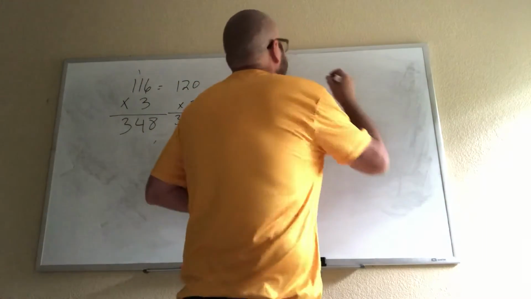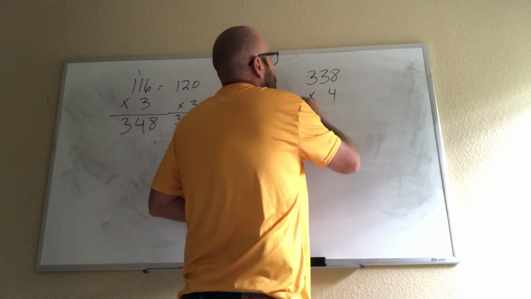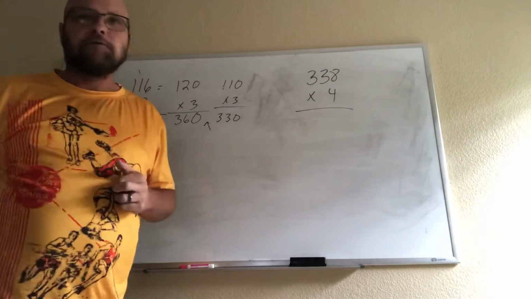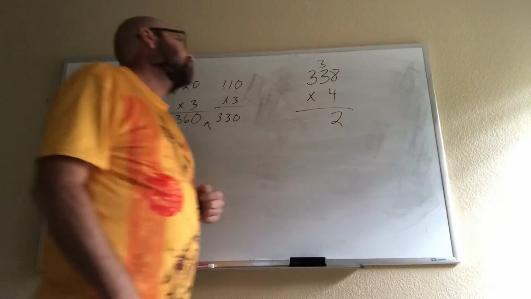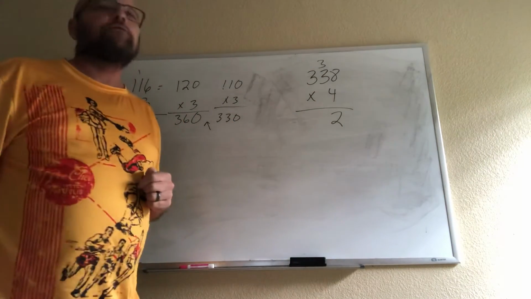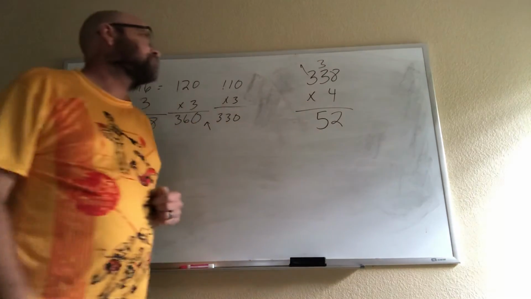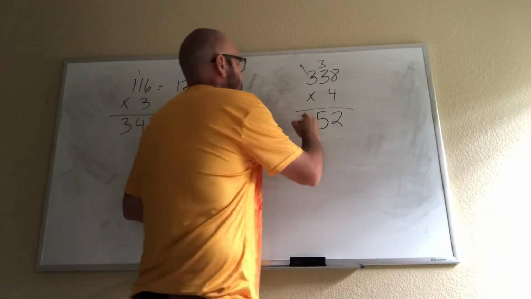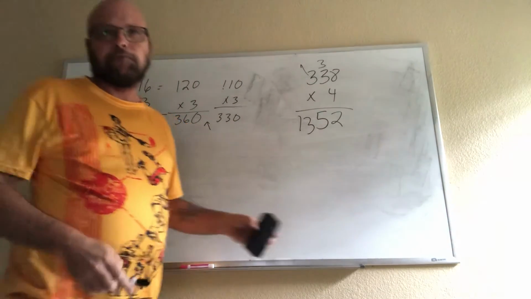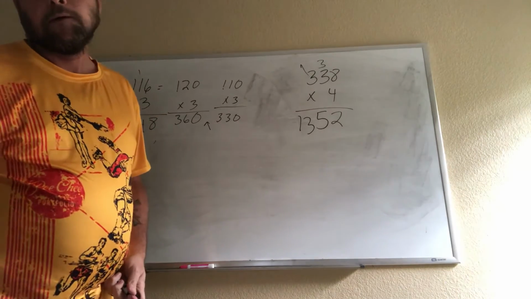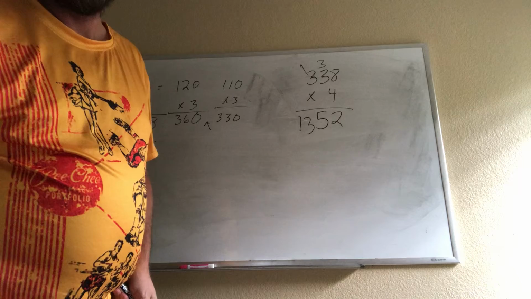338 times 4. 4 times 8 is 32. 4 times 3 is 12, plus 3 is 15. 4 times 3 is 12, plus 1 is 13. So 1,352. That was 338 times 4.